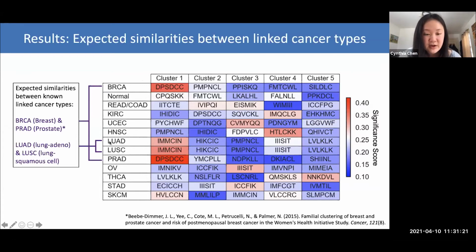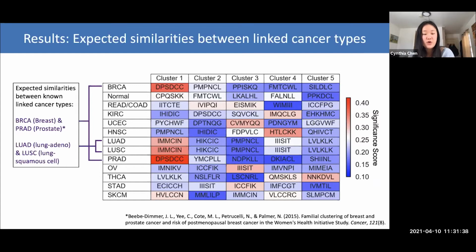Furthermore, if you look at the LUAD and LUSC rows, which represent two different types of lung cancer, you can see that they share the top 5 highly enriched motifs, which also makes sense because we would expect two types of lung cancer to have similar protein sequence patterns on the B-cell receptor.